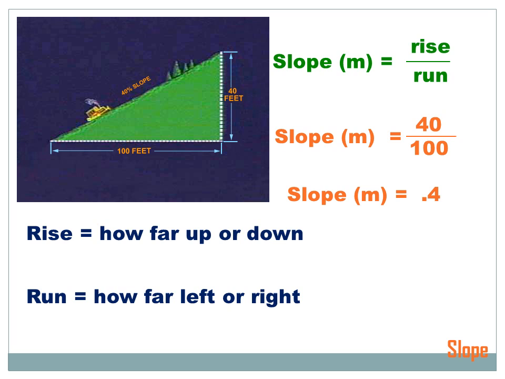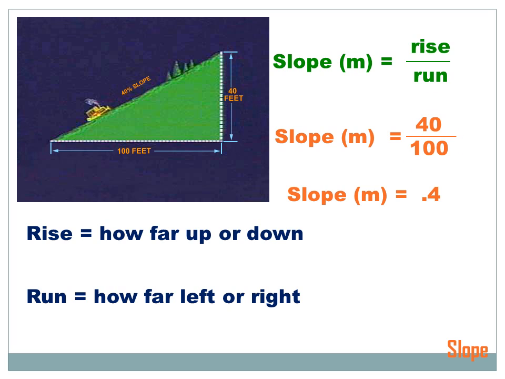In this case, this hill that this machine's trying to chug up has a rise of 40 feet. It goes up 40 feet, and it goes up 40 feet over a run of 100 feet. So the run is 100 and the slope equals 40 over 100.